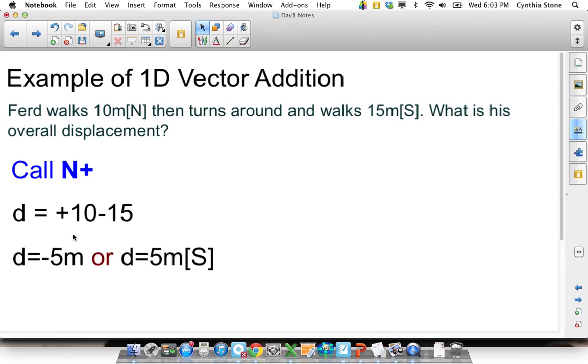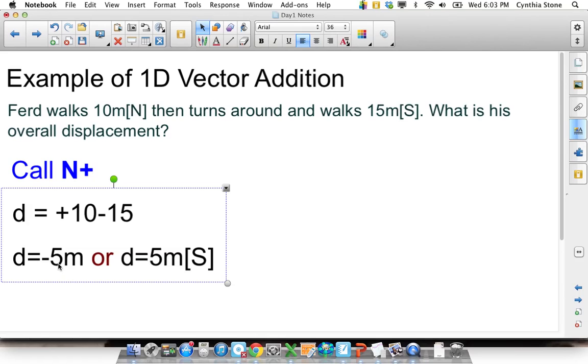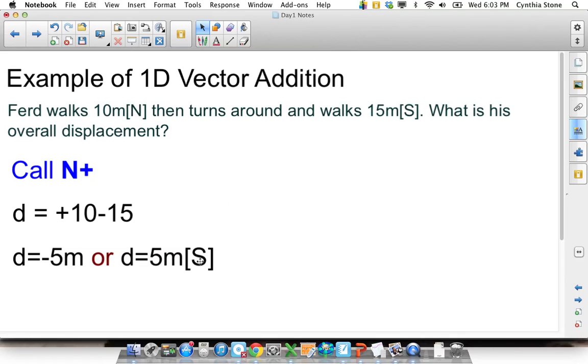So his overall displacement is, you could call it, minus 5 meters. If you took the time to write down north positive, then I can tell by reading the answer that minus 5 is implied to be south. But if you write 5 meters south, either one of those is perfectly fine. I realize this is a very easy example, but it is how you do it.